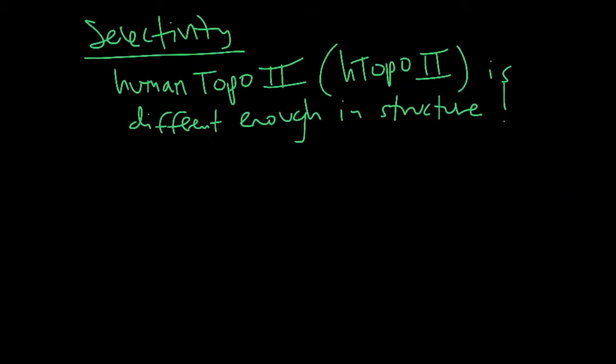So the way that fluoroquinolones can selectively target bacterial topo 2 is that humans also have a topoisomerase, which is labeled H-topo 2. And this enzyme is different enough in the structure so that the quinolones don't recognize it and don't bind to the structure. And when they can't bind to the structure, they can't inhibit nucleic acid synthesis and DNA religation.